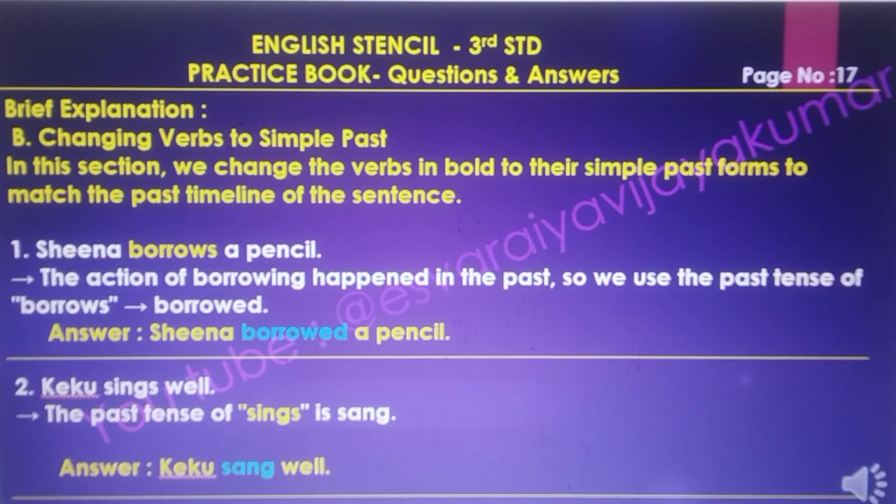Brief explanations. Change the verbs to simple past. In these sentences we change the verb in bold to its simple past form to match the past timeline of the sentence. First one: Sheena borrows a pencil. The action of borrowing happened in the past, so we use the past tense, borrowed. Answer: Sheena borrowed a pencil. Keku sings well. The past tense of sings is sang. Answer: Keku sang well.